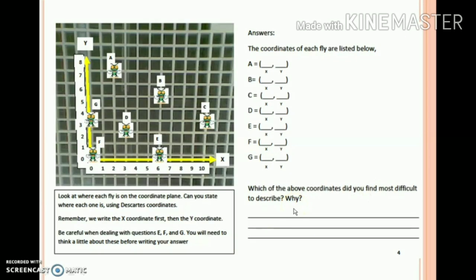Which of the above coordinates did you find the most difficult to describe and why? Write that.